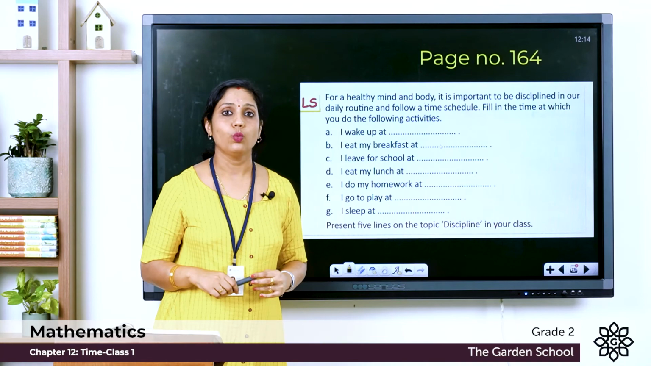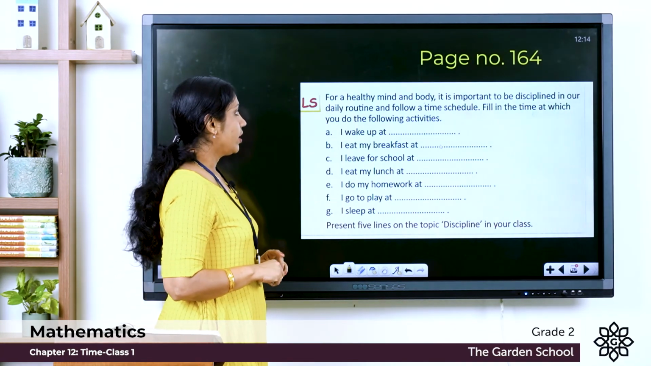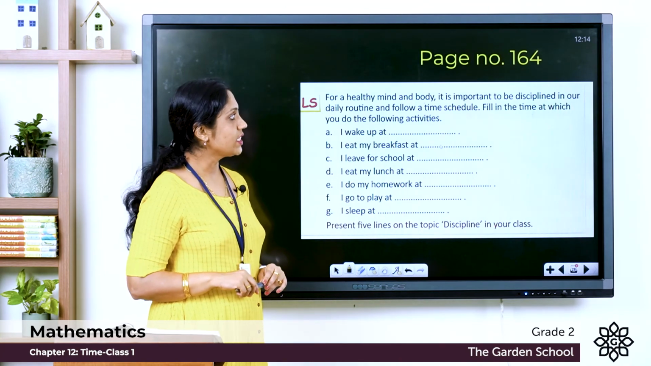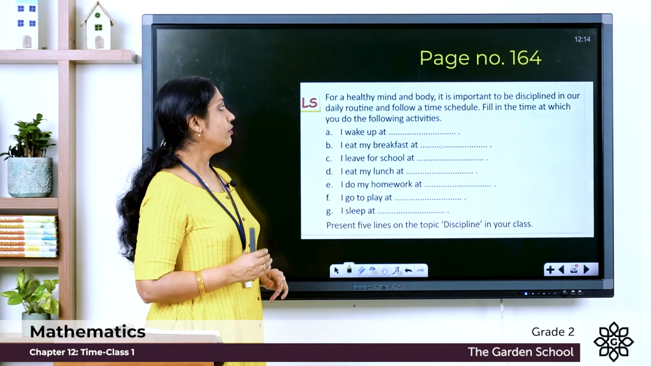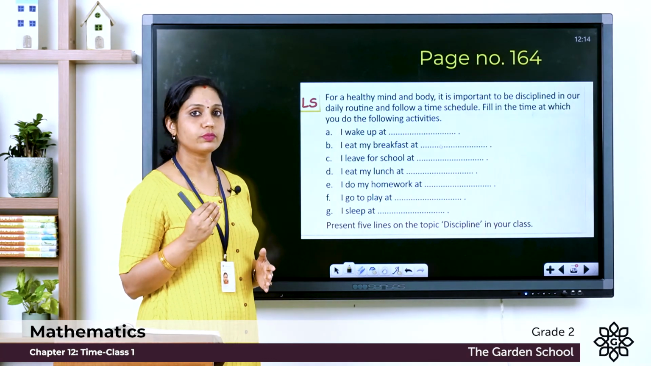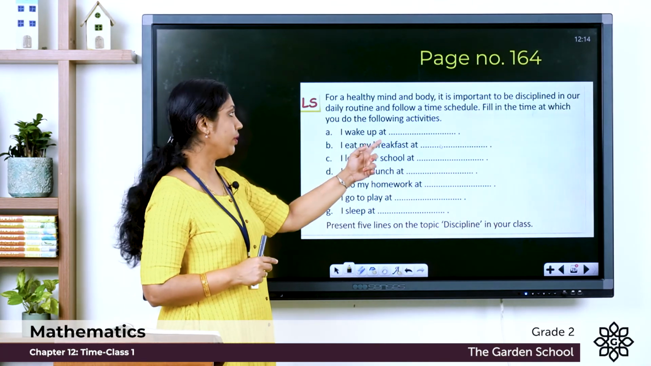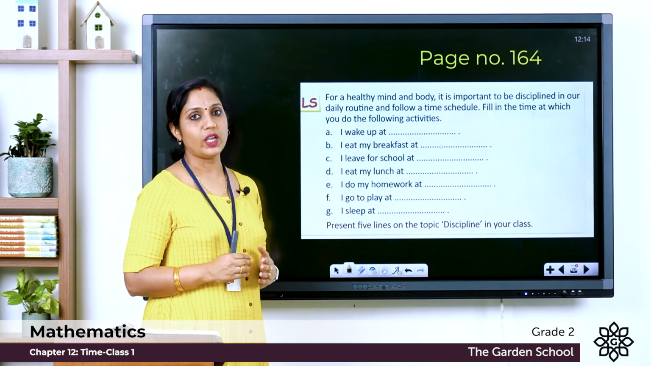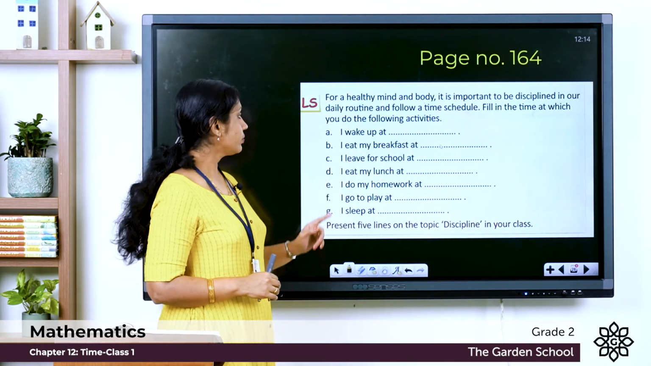Now page number 164. Let's see what it is. For a healthy mind and body, it's important to be disciplined in our daily routine and follow a time schedule. Fill in the time at which you do the following activities. So when you do the following activities, you have to write the time here. The first one is, I wake up at. At what time do you wake up? Find out the time and write it here.